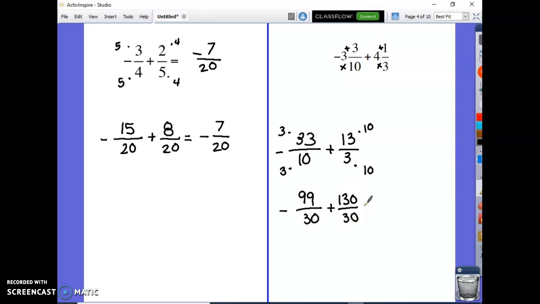Now that we have common denominators, we can use our integer rules, different signs, so we're going to subtract 130 minus 99 will leave us with 31 over 30. Keep the sign of the bigger number, so this is our bigger number, which is positive, so this is going to be positive. If you look at it, it is an improper fraction, so we're going to turn it back into a mixed number. Well, how do we do that? We say, how many times does my denominator go into my numerator? Well, it goes into it one time with a remainder of 1, and my denominator stays the same. So my answer is 1 and 1/30.